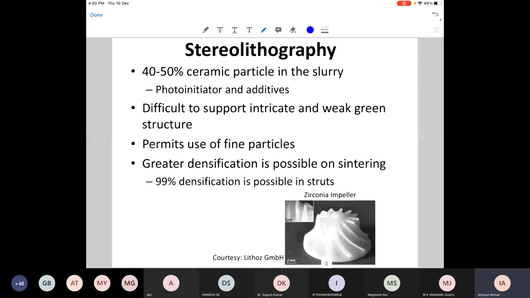So when you have that kind of a system, you can only add about 50 to 60%, or sometimes 40 to 50%, ceramic particles, and the rest will be photo initiator and additives. Because these photo initiators allow the polymerization to happen. They begin the reaction by exposure, and that's why it's called photo initiator.